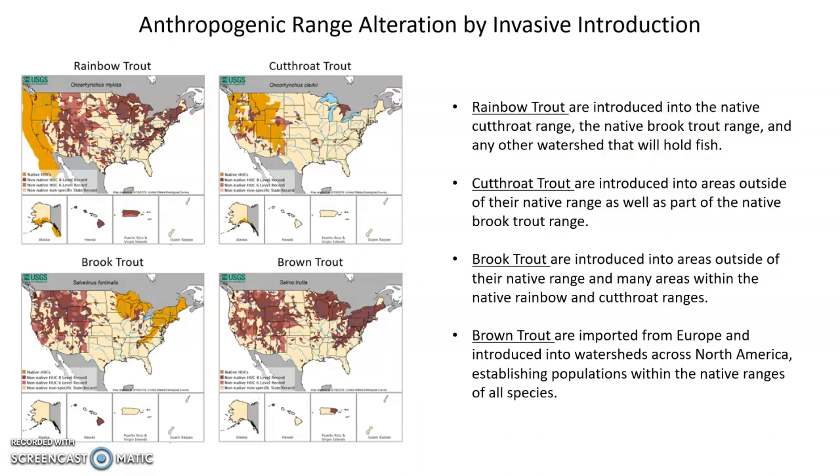What they started with rainbows, others would follow with other species, and before long, a complete corruption of native ranges would ensue. Rainbows were introduced into brook trout and cutthroat ranges. Cutthroats were introduced into brook and rainbow ranges. Brook trout were introduced into western watersheds that previously held rainbows and cutthroats. Before long, you have fish everywhere where they're not supposed to be.